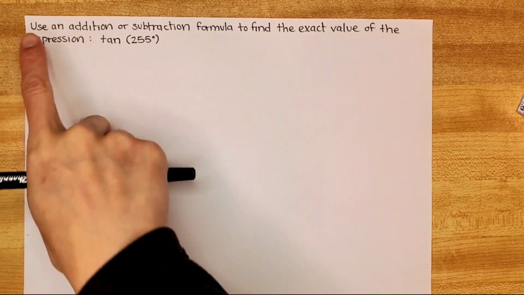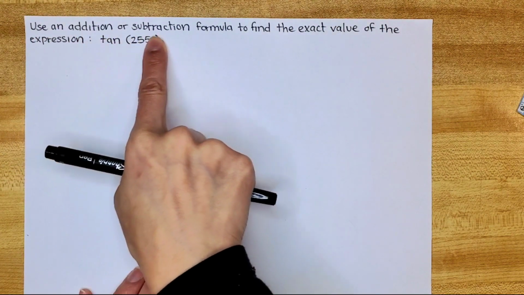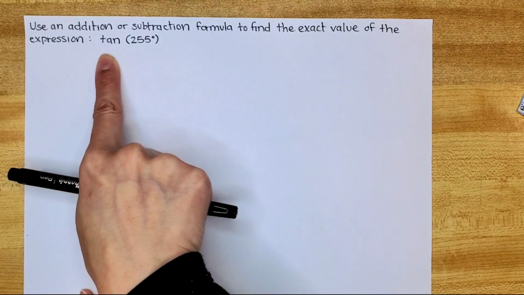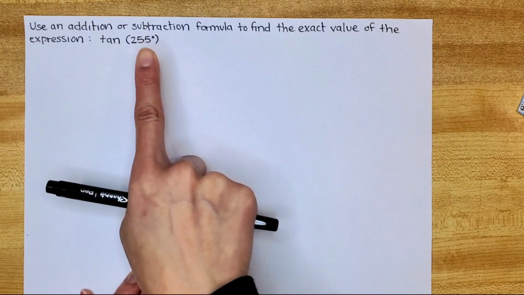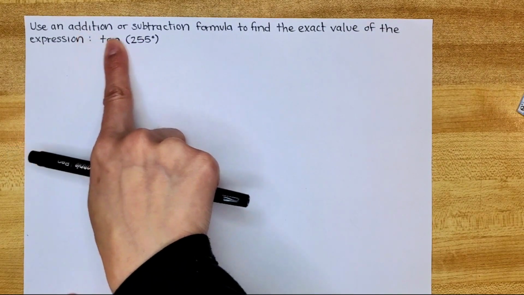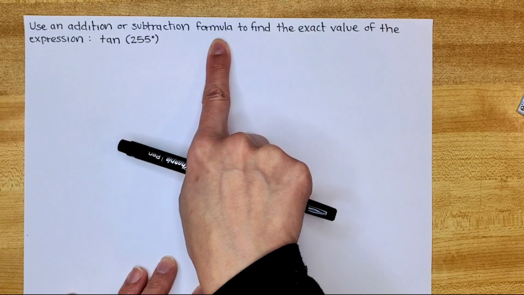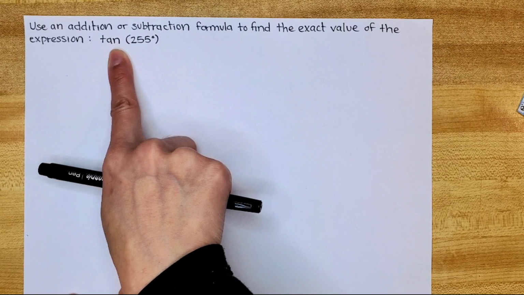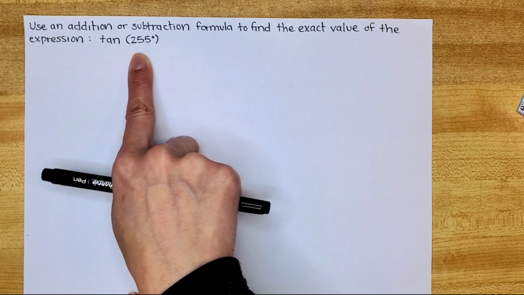And the question that we have is that we need to use an addition or subtraction formula to find the exact value of the expression tangent of 255 degrees. Now, what does this mean exactly? Well, first, we need to understand what the addition and subtraction formula for this specific equation is. And the expression they gave us is tangent of 255.